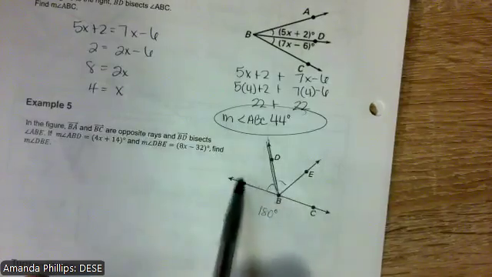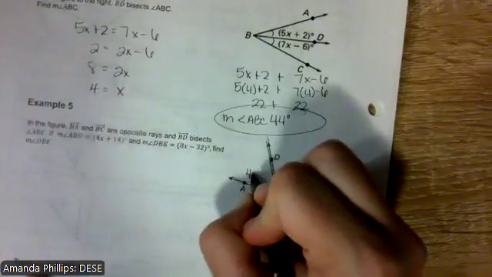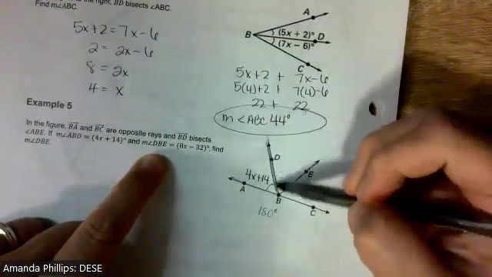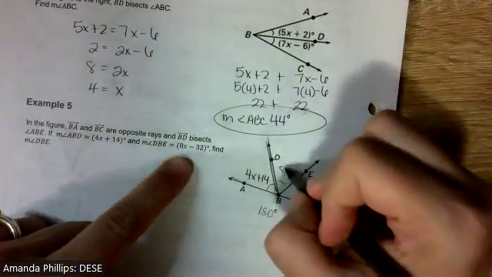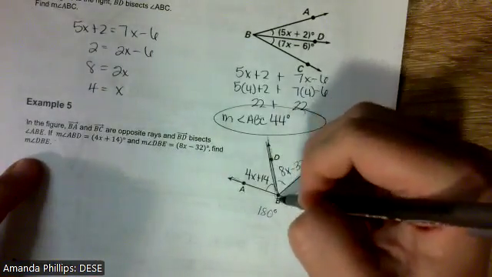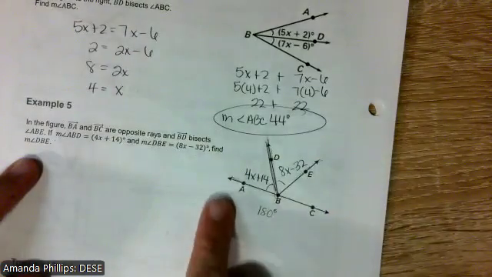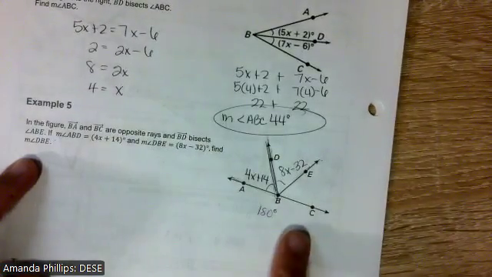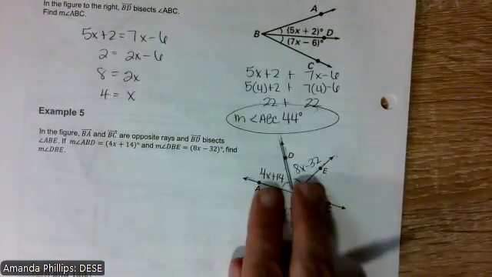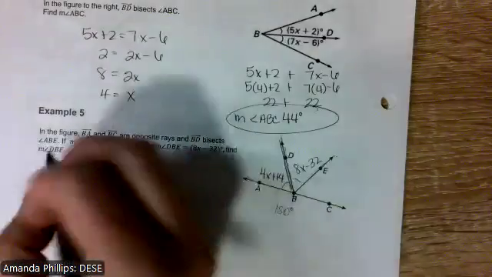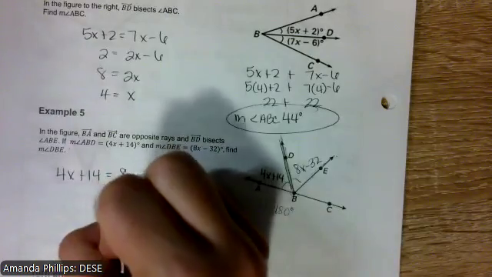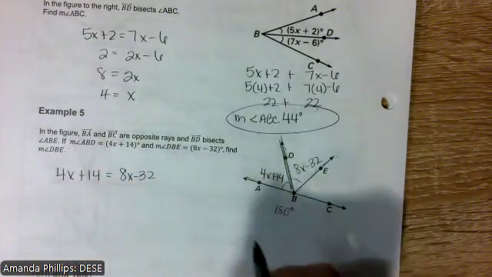If the measure of ABD is 4x plus 14, and the measure of angle DBE is 8x minus 32, find the measure of angle DBE. Okay, now the fact that they were straight angles and that's 180 degrees, it's good to know, but that's not going to help us solve it right now because what we do know is that these two are congruent, so we can set them equal to each other. So 4x plus 14 equals 8x minus 32.